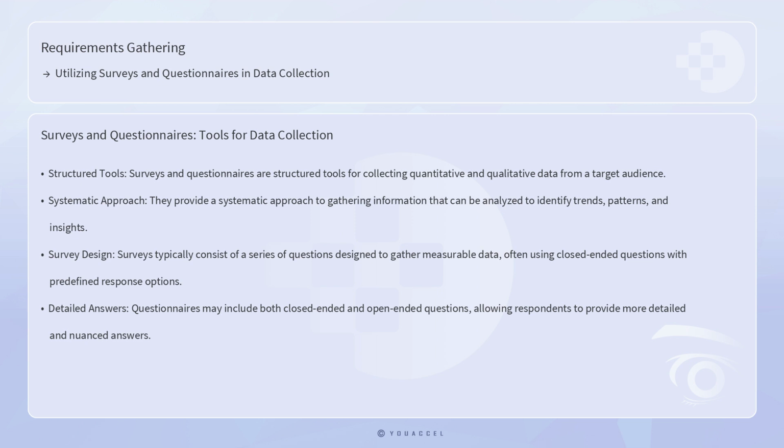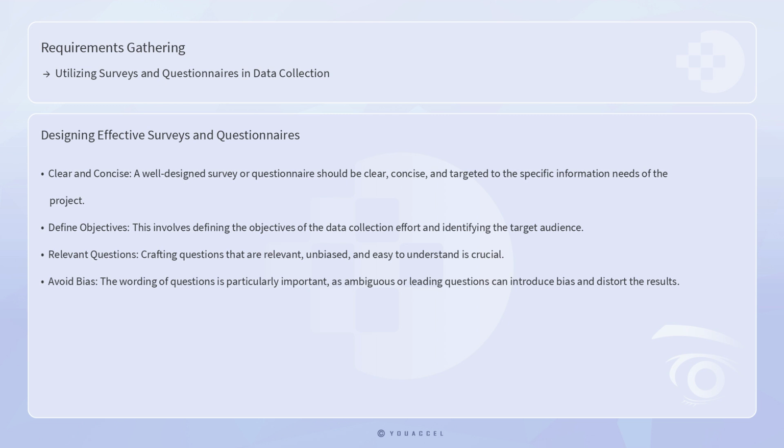Surveys and questionnaires are structured tools for collecting quantitative and qualitative data from a target audience. They provide a systematic approach to gathering information that can be analyzed to identify trends, patterns, and insights. Surveys typically consist of a series of questions designed to gather measurable data, often using closed-ended questions with predefined response options. Questionnaires, on the other hand, may include both closed-ended and open-ended questions, allowing respondents to provide more detailed and nuanced answers. The design of surveys and questionnaires is a critical factor in their effectiveness.